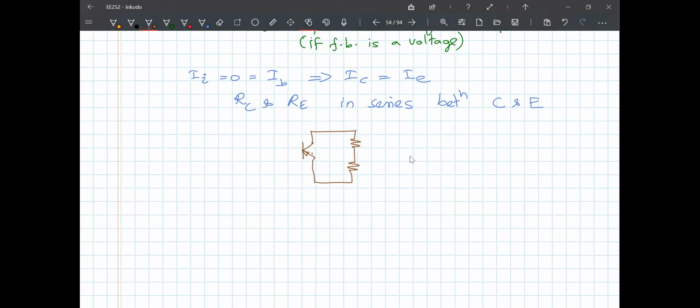The same current will flow through RC and RE, right? I don't care about the input side. Here the output is taken across this. This is my V out. That has not changed. V out like that. Okay, that will be my output circuit.